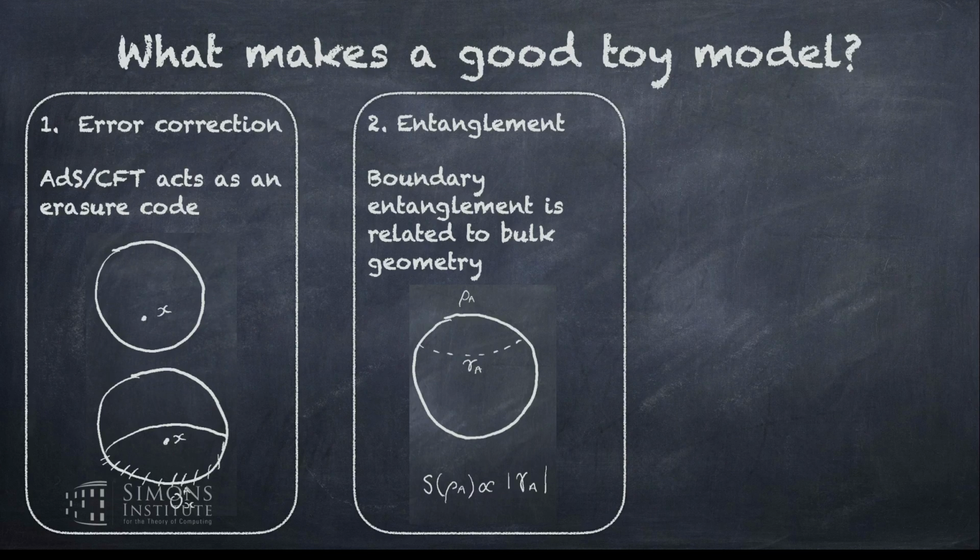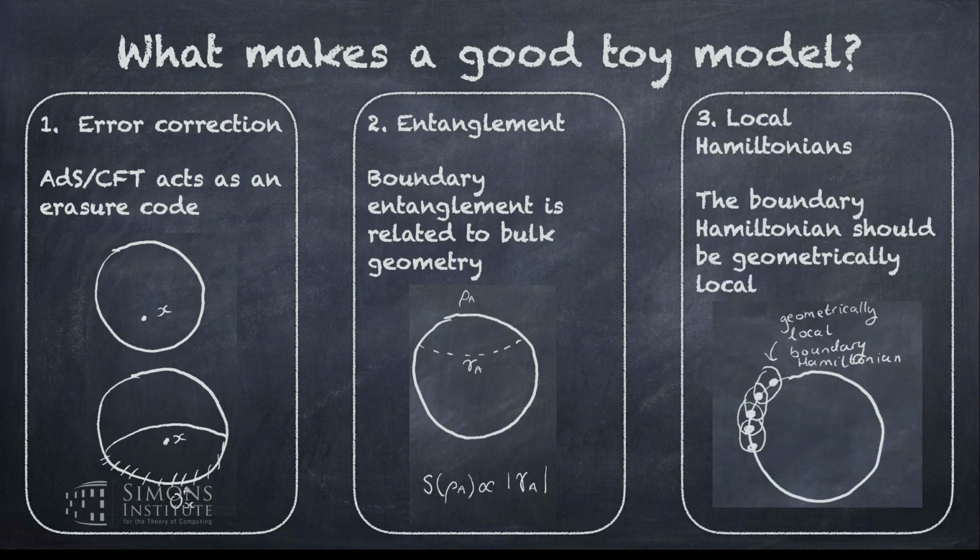And this is some of the reason why people have used quantum information theory to study the AdS-CFT correspondence. So any toy model of AdS-CFT should capture these properties. We also want our toy model of AdS-CFT to be a dynamical toy model. So we want there to be Hamiltonians controlling the dynamics. And we want the boundary Hamiltonian to be geometrically local.